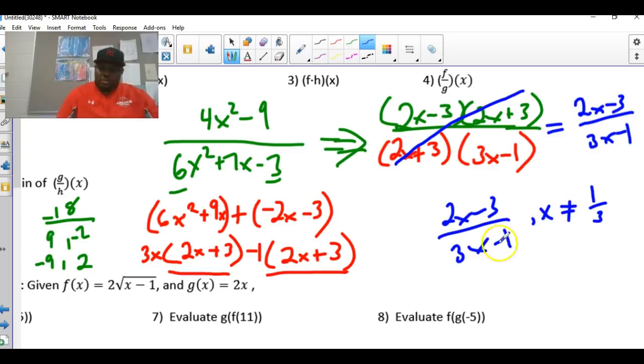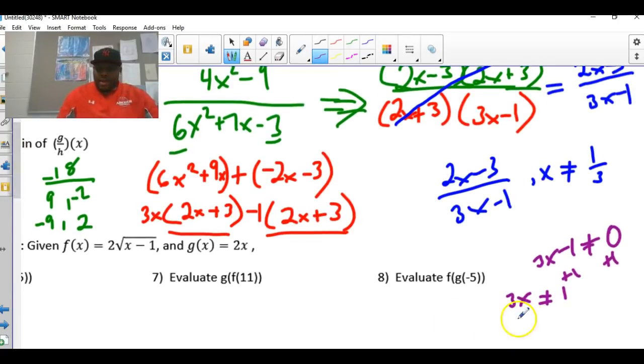The reason it's 1/3 is because, if you saw my other videos, you take this denominator, 3x minus 1, set it not equal to 0 and solve it. I would add 1 on both sides, and you'll have 3x is not equal to 1. Then you divide by 3 on both sides, and you get x is not equal to 1/3, which is why I have this restriction.